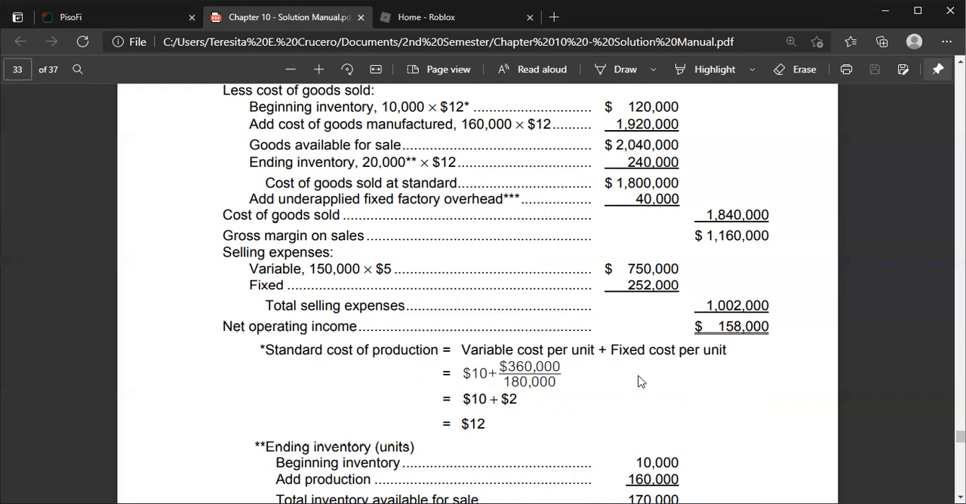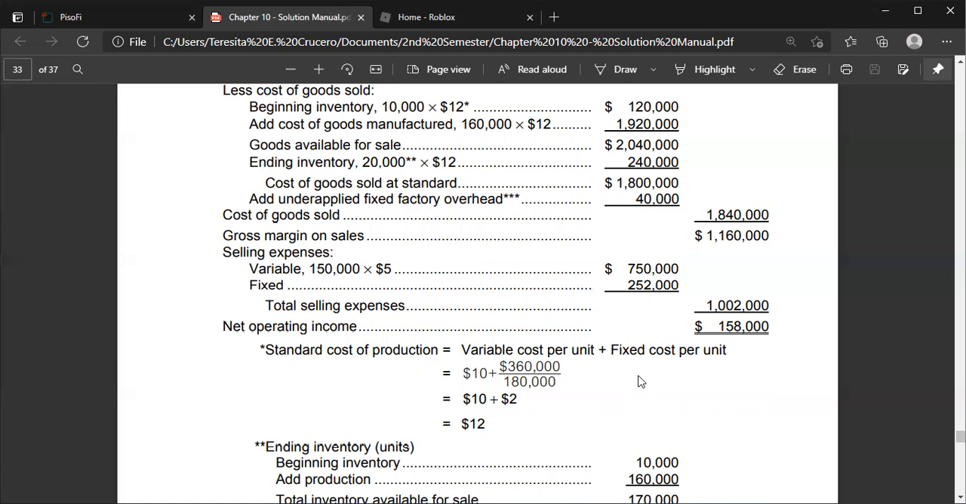Initially, it's already computed based on normal capacity and not based on actual capacity. We are talking about standard cost of production. So we use the fixed factory overhead rate based on the normal capacity, and that is $2. So we get the variable cost per unit of 10 and the fixed cost of 2. That's why we have the beginning inventory cost equal to 120,000. Then we add the cost of goods manufactured during the period, the company's production of 160,000 units times 12. The goods available for sale is 2,040,000.